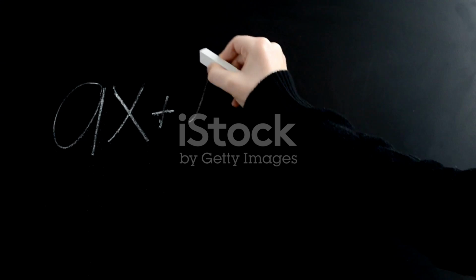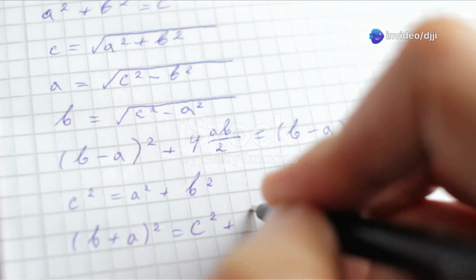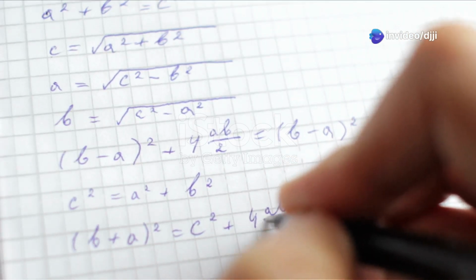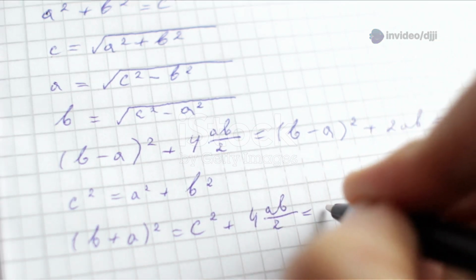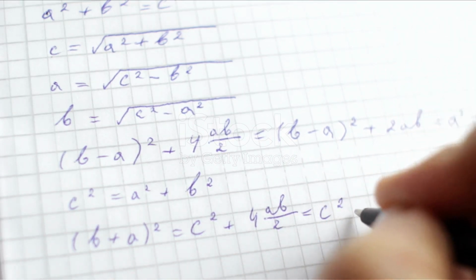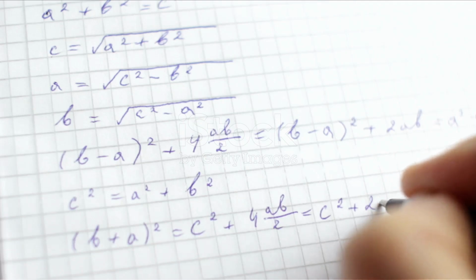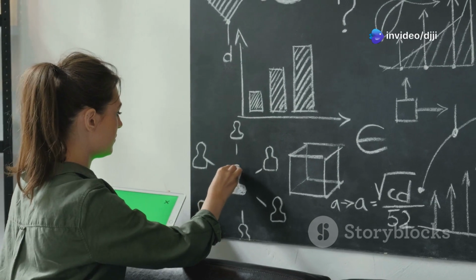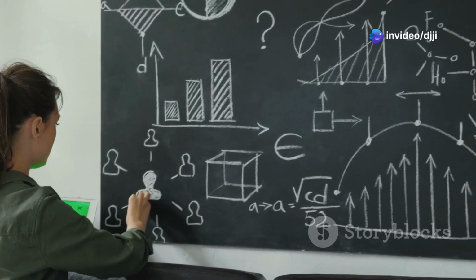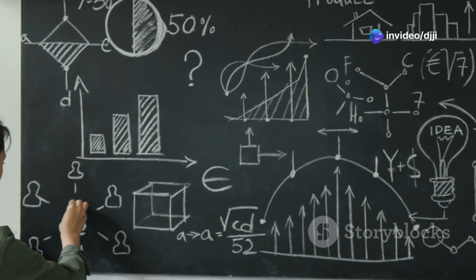Use the point-slope form, y minus y1 equals m times x minus x1. Substitute the point and slope by plugging in one of the points, x1, y1, and the calculated slope, m, into the point-slope form, y minus y1 equals m times x minus x1. Write the equation in slope-intercept form, if needed, by simplifying the equation and rearranging it to the slope-intercept form, y equals mx plus b.